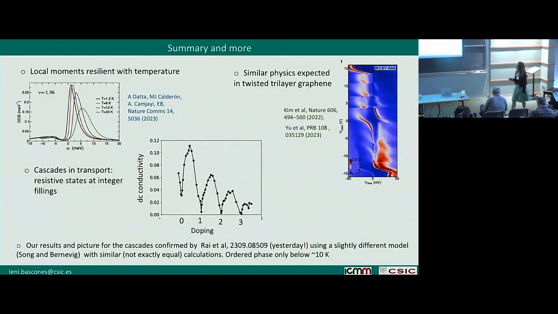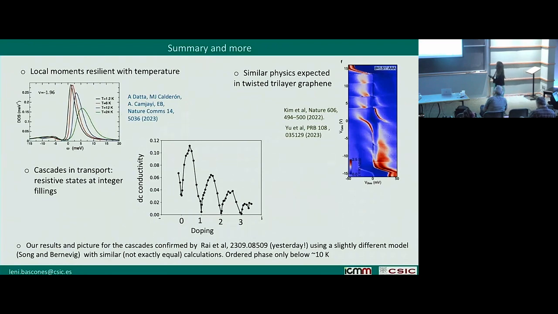So just some things I didn't have time to discuss. The temperature dependence: we have some results in the paper. Essentially, this is quite resilient with temperature, but it's going to be broadened because the moments are resilient, but the quasiparticle is not. Well, these are still very preliminary results, but you can see that the cascades are going to show up also in transport, so we expect to have these resistive states that have also been seen in experiments.